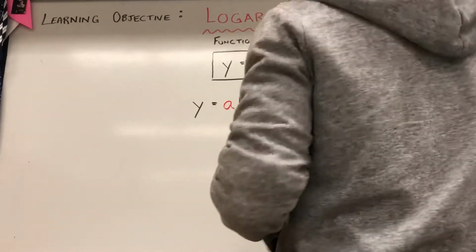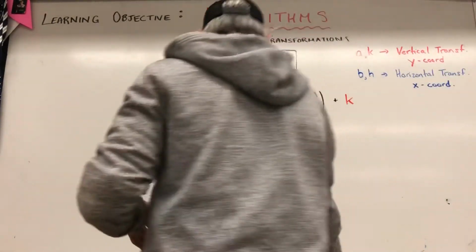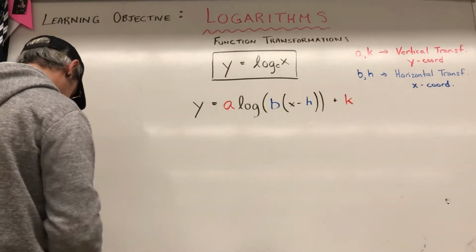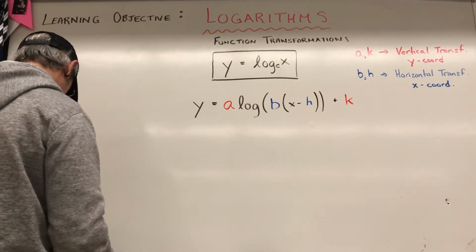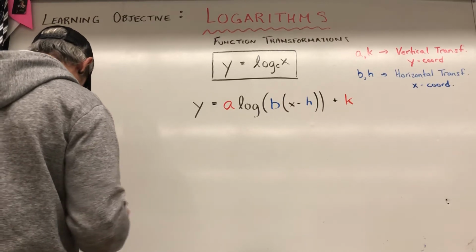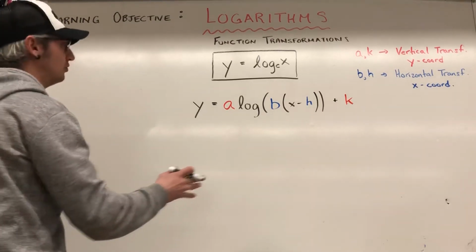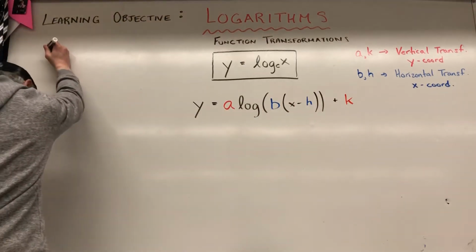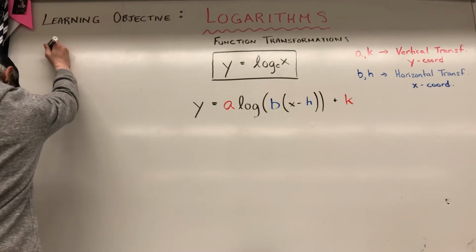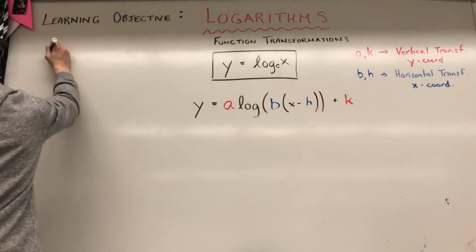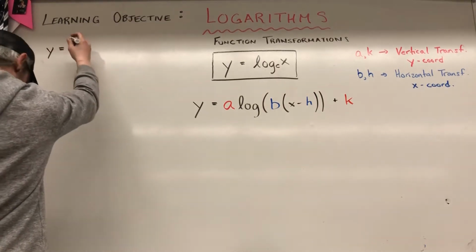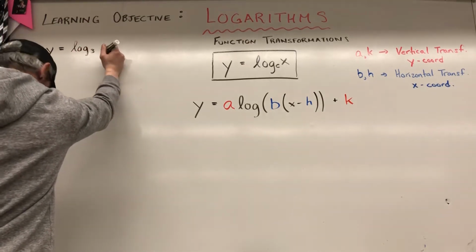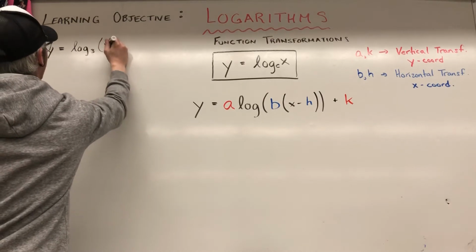So I'm going to leave this here. I think we can get away with leaving it there. So let's say I have a function, and this first one we'll just deal with h and k. I want you to graph this transformation. And they say the transformation is as such: log base 3 of x plus 9.